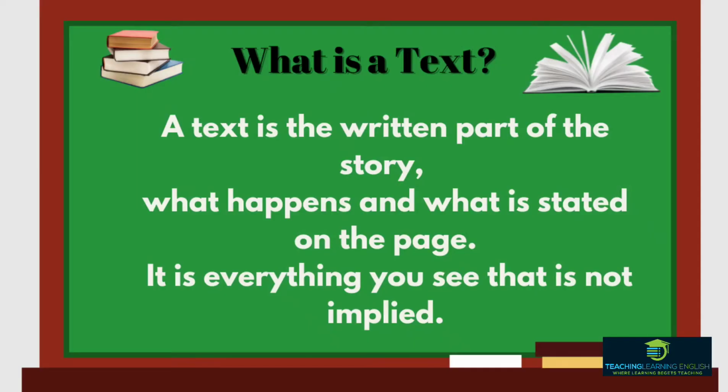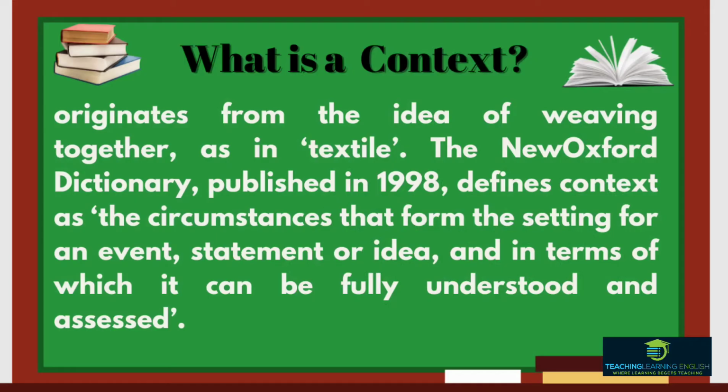A text is the written part of the story, what happens, what is stated on the page. On the other hand, a context, like all words involving the root text, context originate from the idea of weaving together, as in textile. The New Oxford Dictionary, published in 1998, defines context as the circumstances that form the setting for an event, statement, or idea, and in terms of which it can be fully understood and assessed.